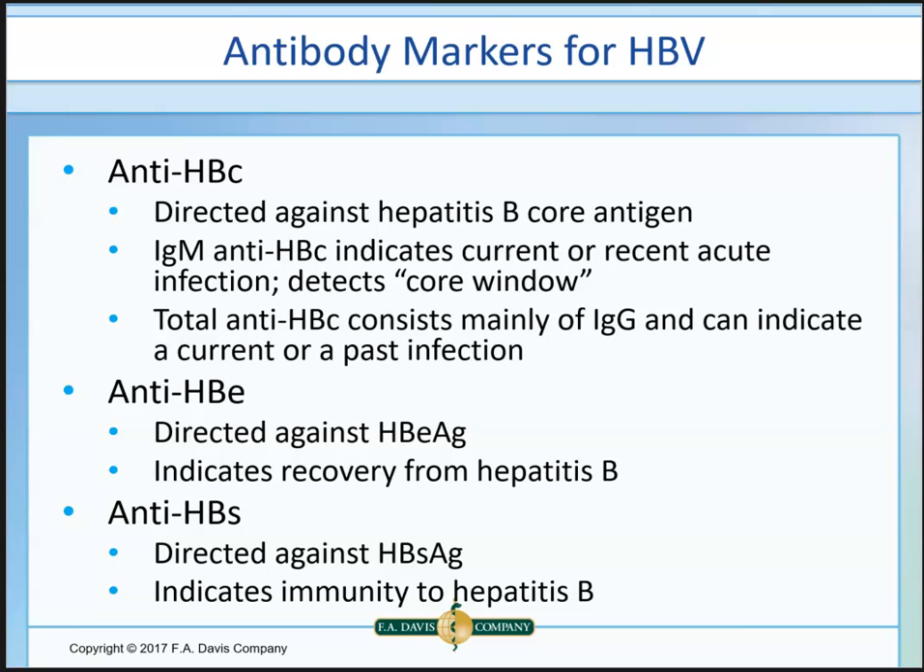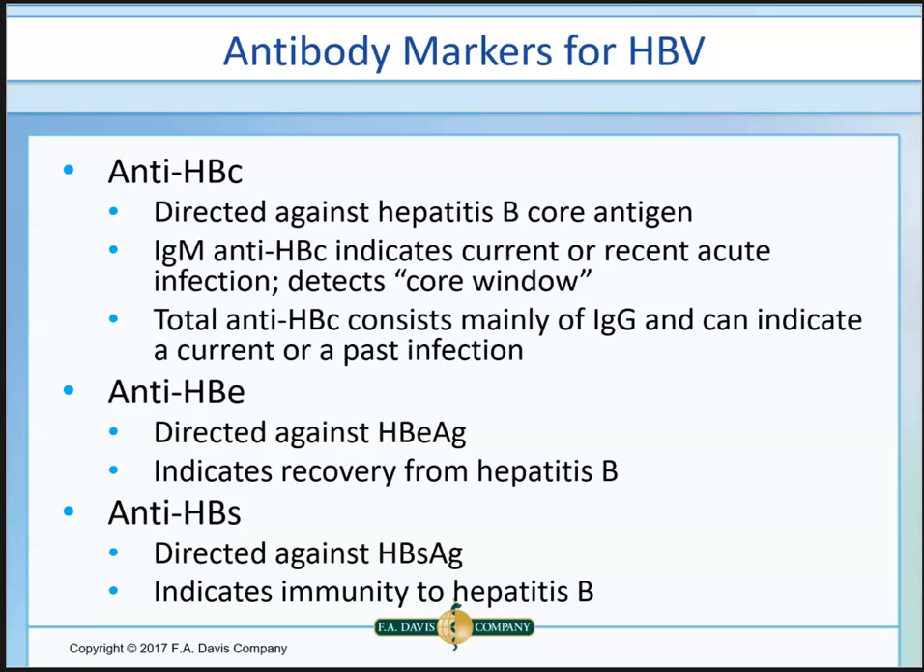Okay, so the IgM is acute. IgG can indicate current or past infection. Antibodies to hepatitis BE means you're recovering from hepatitis B. Remember, that's the infectious part, the BE antigen. Antibodies to hepatitis B surface, that's what you get when you have immunity to hepatitis B. That's what you will have from your vaccination. So that's okay if you have that. It's when you have the antigen to hepatitis B surface, HBsAg, that it means you have an active infection.